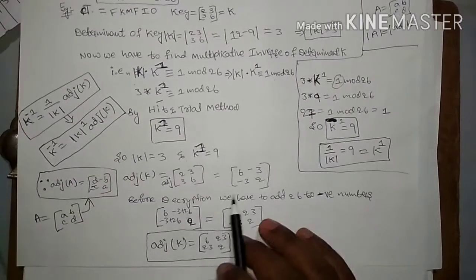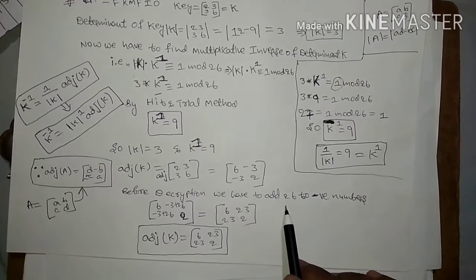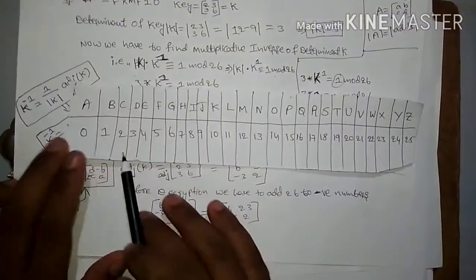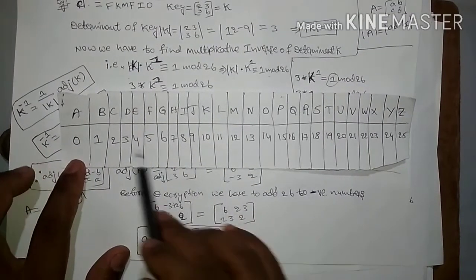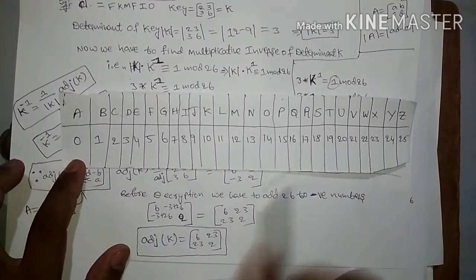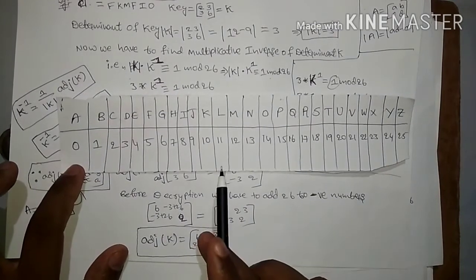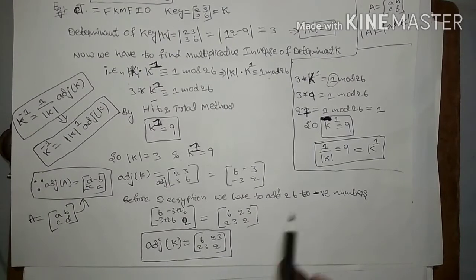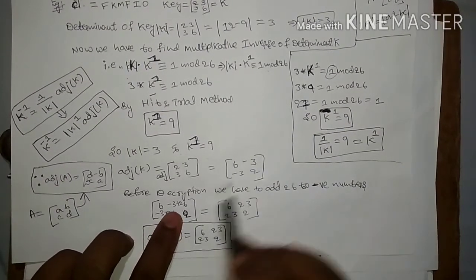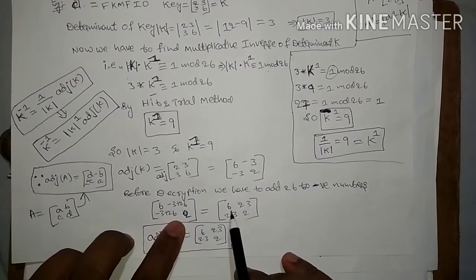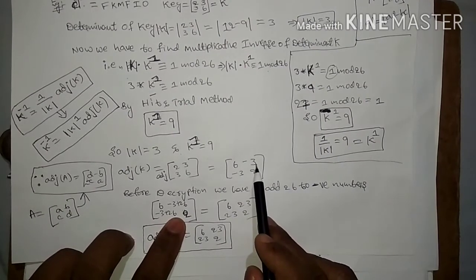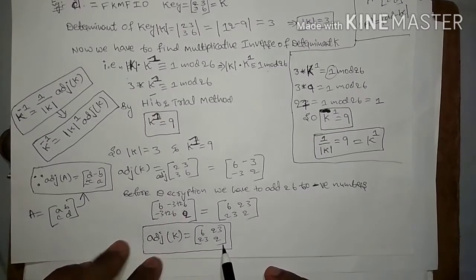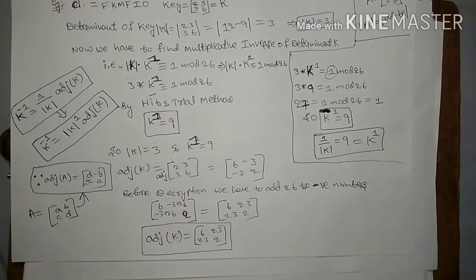So here, before decryption, we have to add 26 to the negative numbers, because in this table we don't have negative numbers. We have only 0 to 25, 26 numbers only present. So we have to add this 26. 6, 6, 6 minus 3 plus 26 gives 23. This is also 23. This is 2. Adjoint k equals 6, 23, 23, 2.